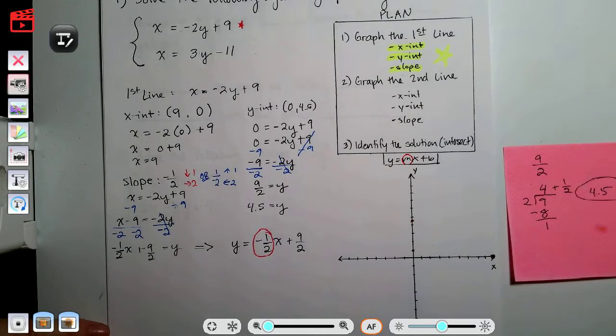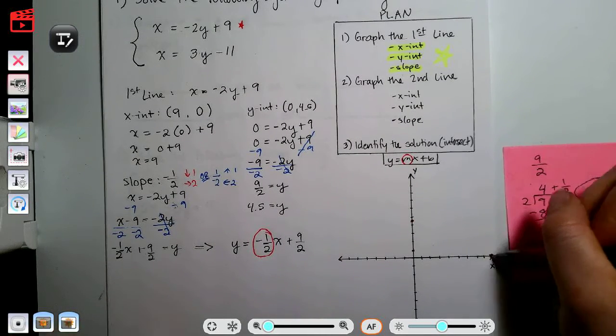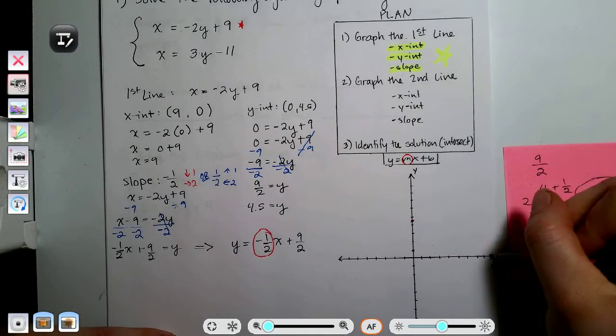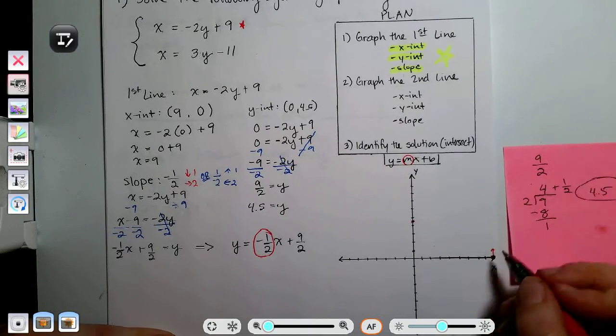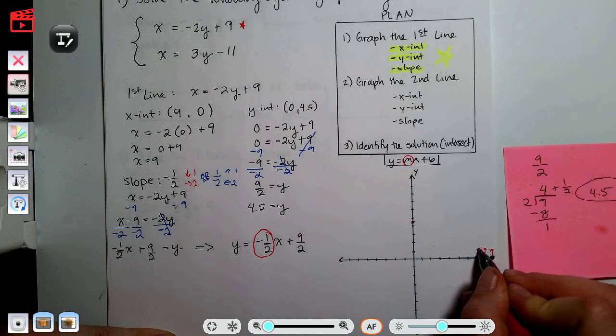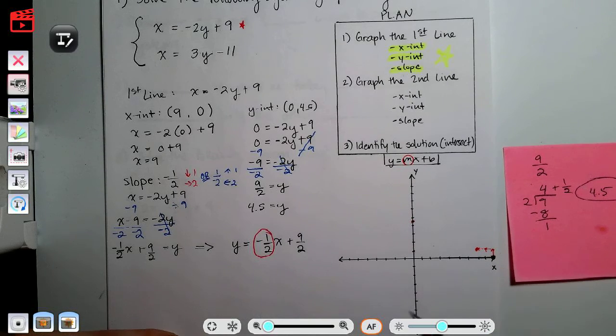Okay, so I'm going to go ahead and plot that. I'll choose to pick this point to count my slope with. You could choose the other point. I'm going to choose this point. So we go up 1, back 2. And there's my other point. So now I have 3 points. I can go ahead and draw my line in.